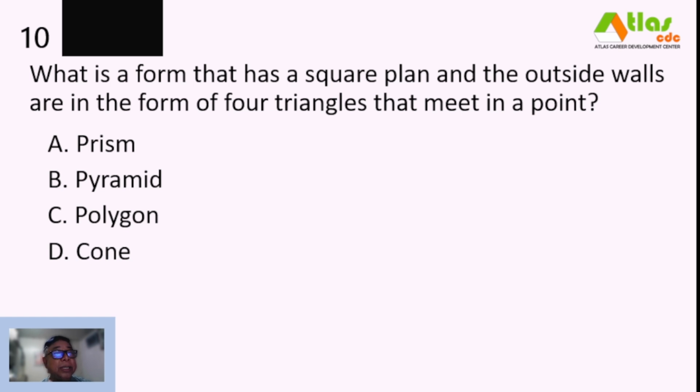Number 10. What is a form that has a square plan and the outside walls are in the form of four triangles that meet in a point? A. Prism, B. Pyramid, C. Polygon, D. Cone.